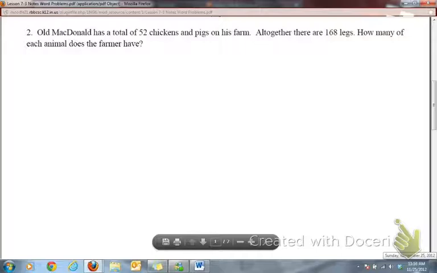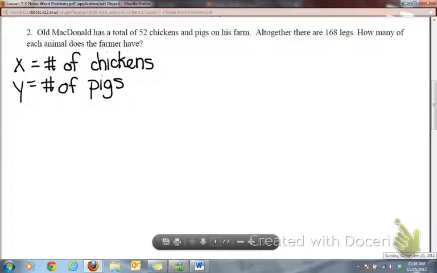But the idea here is that Old MacDonald has a total of 52 chickens and pigs on his farm. Altogether, there are 168 legs. How many of each animal does the farmer have? So we want to know how many chickens and how many pigs he has. So those are our variables. So x equals the number of chickens and y equals the number of pigs.